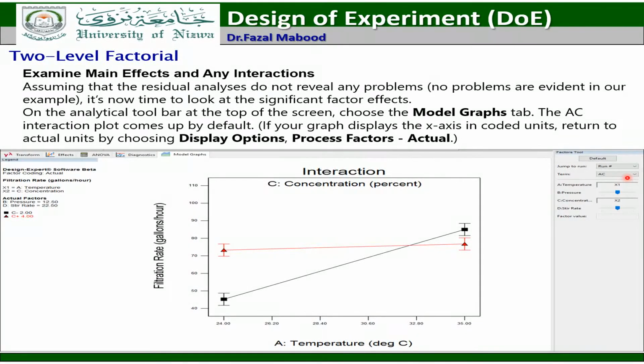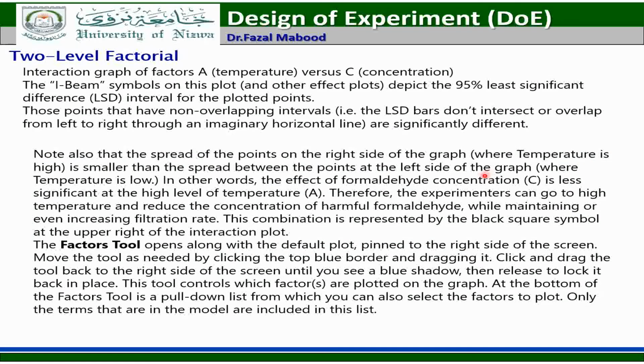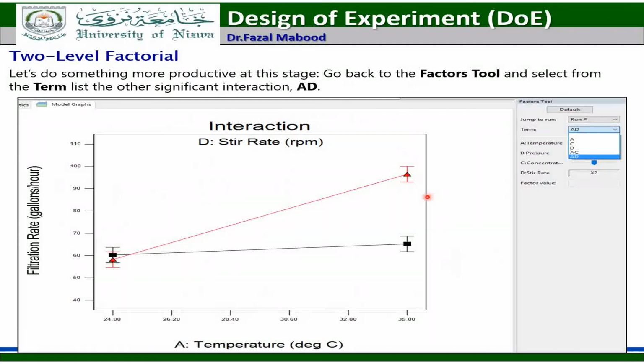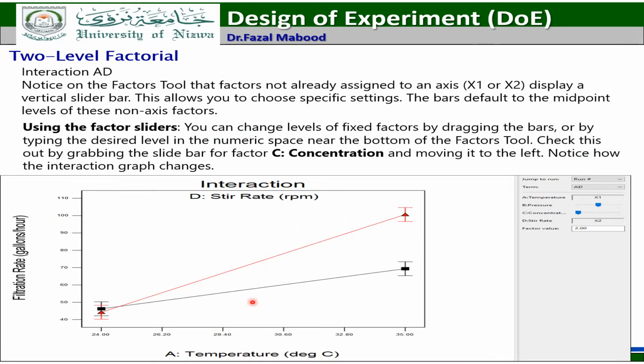From here you can see A, B or C or D or AC. It will show you the type of interaction. Here you see the temperature and stirring, the D, the interaction between these two. Again, there is some interaction effect. Here you can also change the level by dragging it.